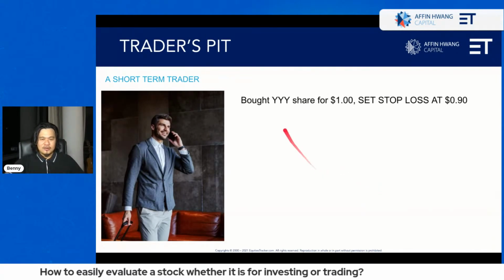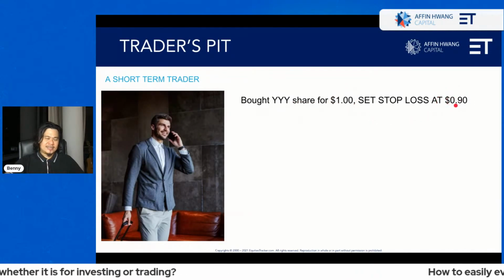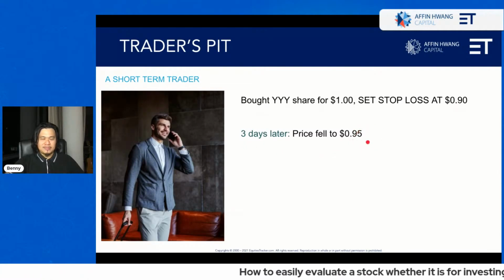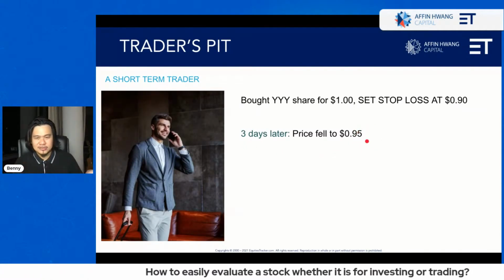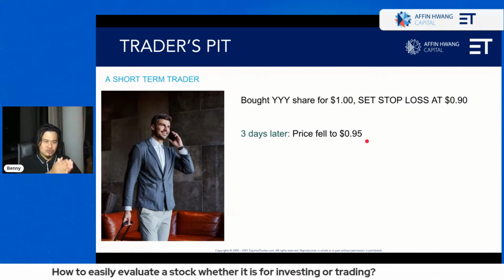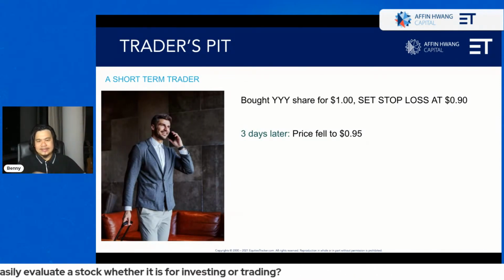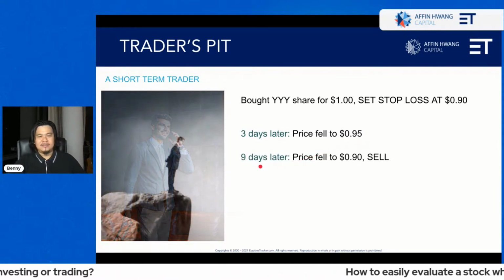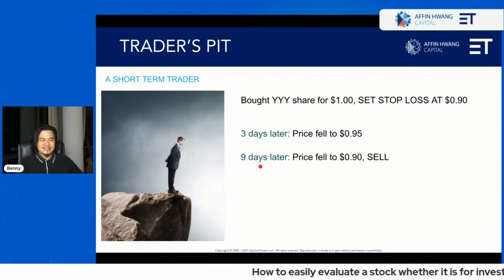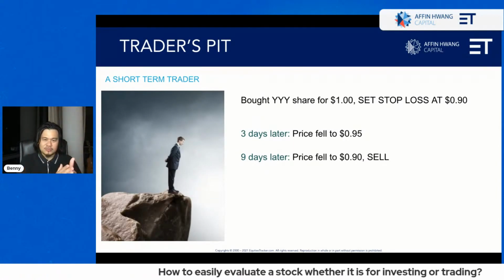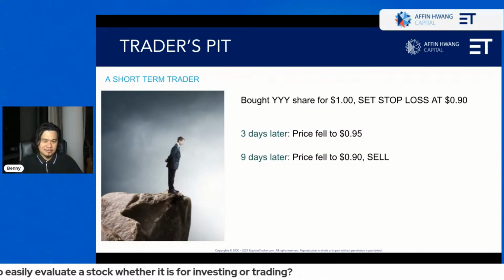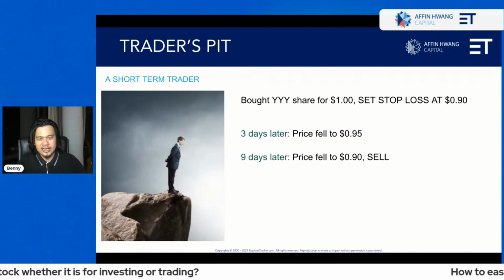Now, second scenario, you buy the YYY share, for example, at $1, and you set a stop loss again at 90 cents. Okay? 3 days after you buy, the price falls to 95 cents. You still haven't sold yet because it has not gone to your stop loss price. Then 9 days later, the price has fallen to 90 cents, because it has gone down to your stop loss price, and your trading plan says, you know what, you better sell. So you sell, right? Because you're following your trading plan.